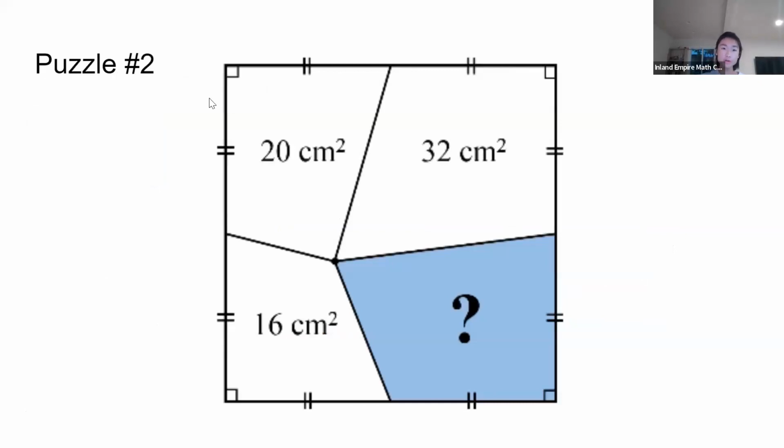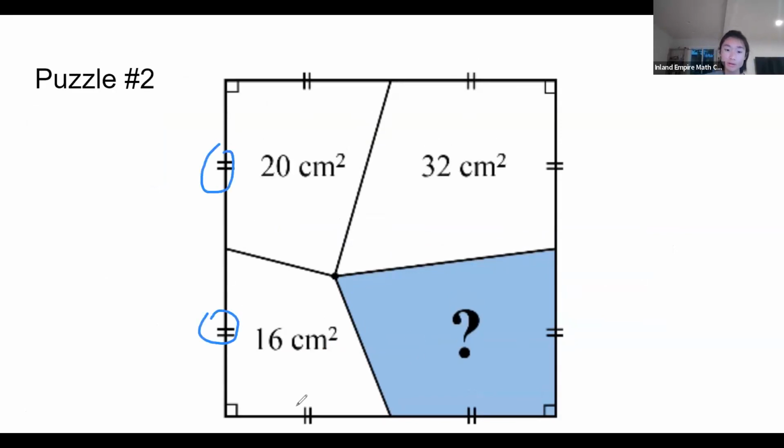So we have a big square, and in the square, we have a point here. And this point draws lines connecting to the midpoints of each of the sides of the square. So when I say it connects the midpoints, I mean that this side down here is equal to this side up here. This side is equal to this side, and so on. So it cuts the side length in half by the intersection point. So we know some of the areas they've already specified. So it's 20 centimeters squared, 32 centimeters squared, 16 centimeters squared, and we're looking for this question mark here.